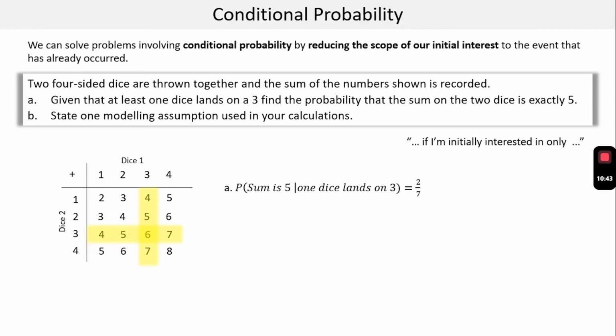Okay, so for conditional probability, I'd like you to reduce the scope of your initial interest. Highlight or identify the values that you're initially interested in, and then calculate your probability. So you will likely be asked to produce a diagram to start the question, and a good diagram will help to lead to a sensible and correct solution.